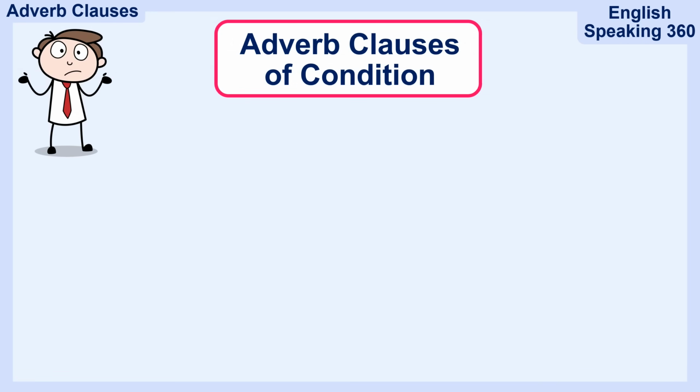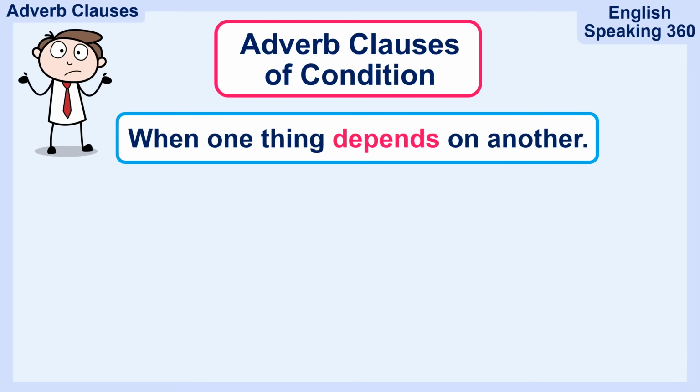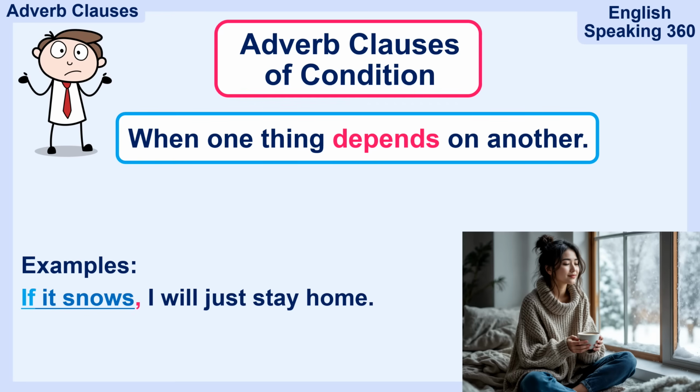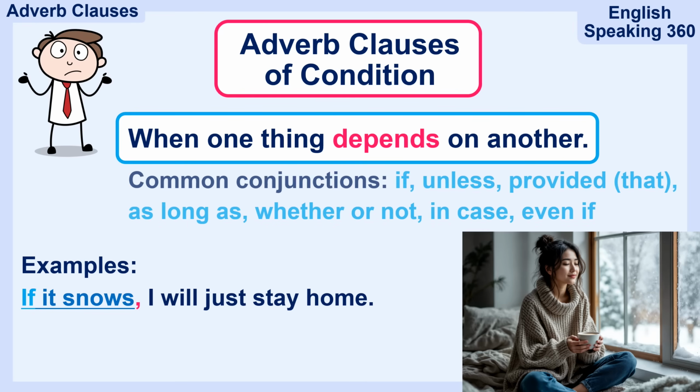Adverb clauses of condition. When one thing depends on another. Very important. If it snows, I will just stay home. So if it happens to snow, she will stay home. But if it doesn't snow, she will probably go out. If is a great conjunction here, but we have others.